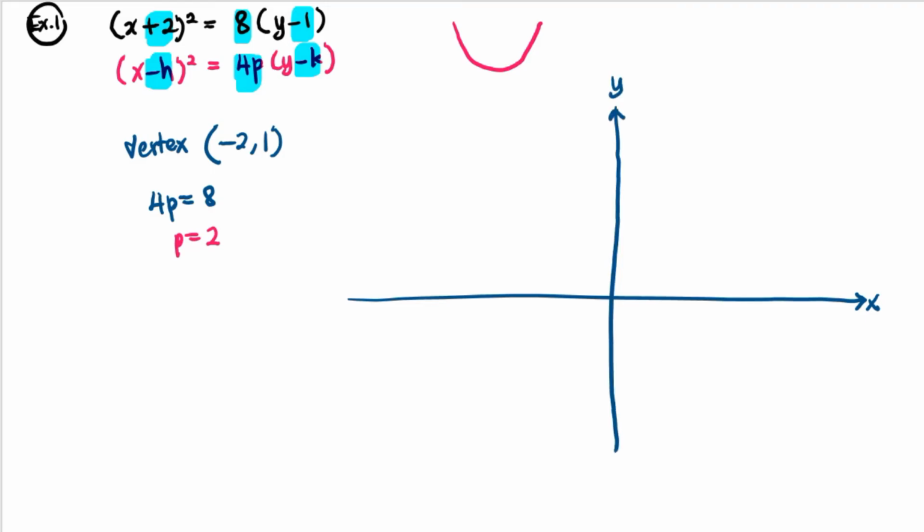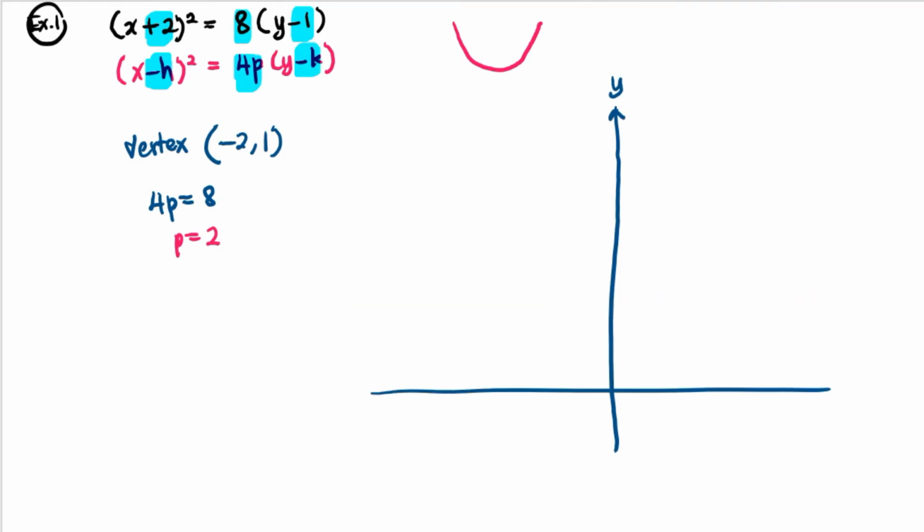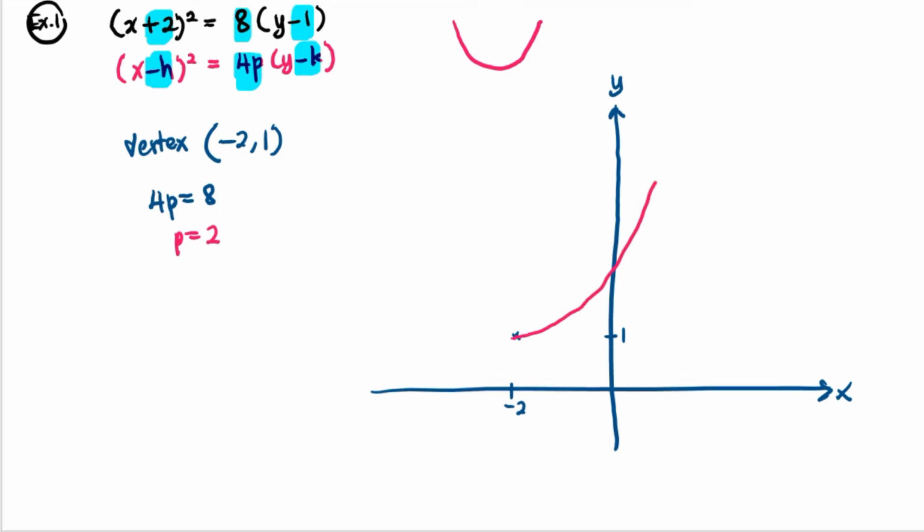So this is y. X should be somewhere around here, I guess. And we have negative 2, 1. So negative 2, 1 is somewhere around here. So this is the vertex, and it opens upwards. So of course, when it opens upwards, we have something like this.